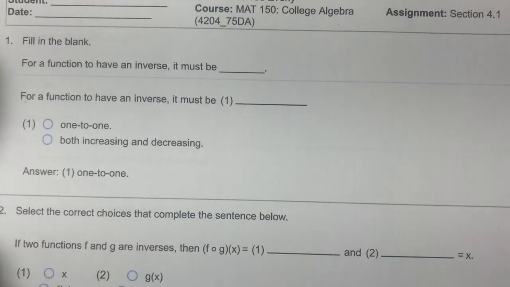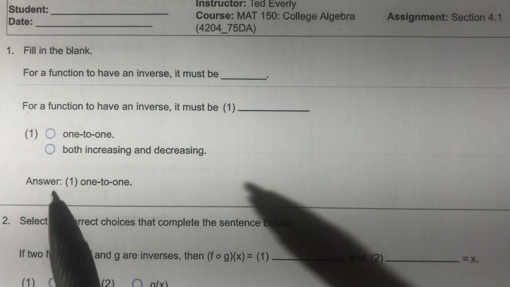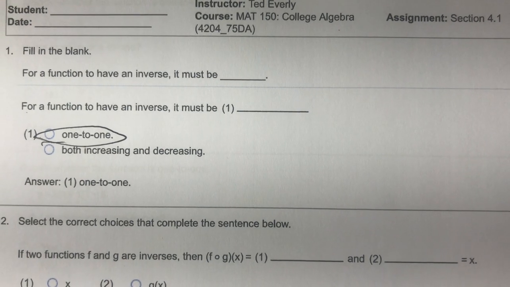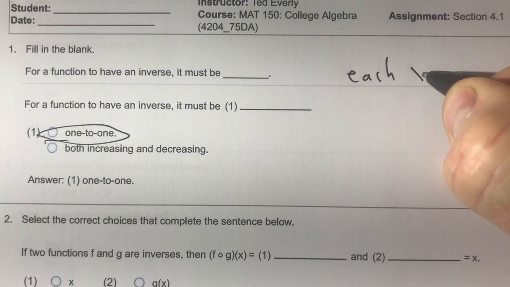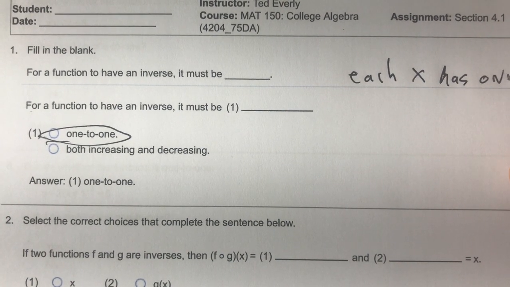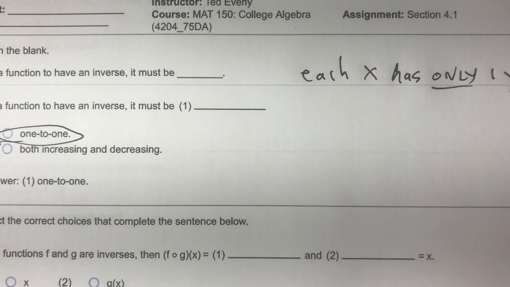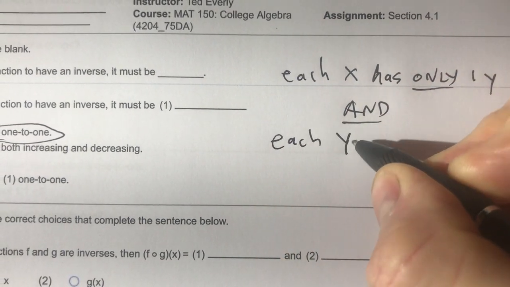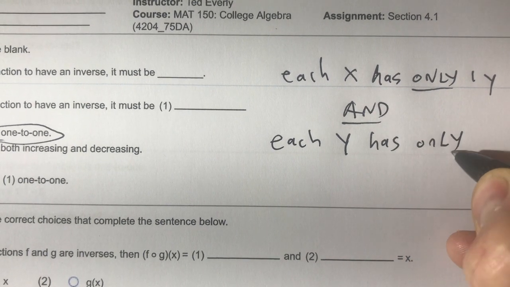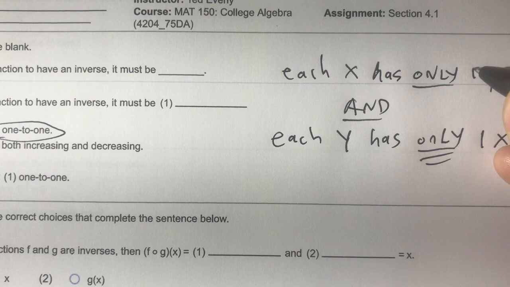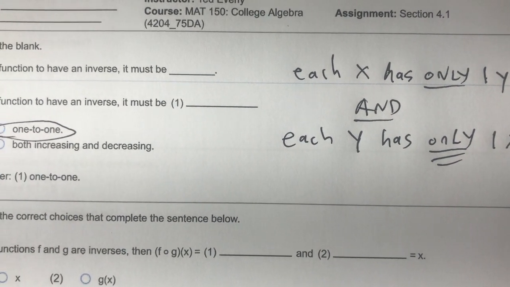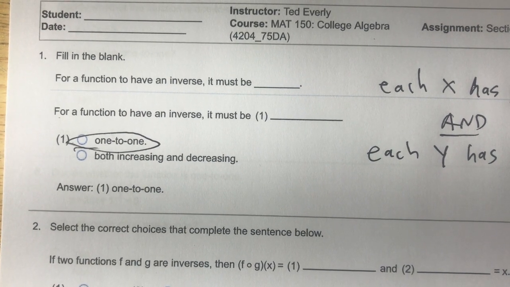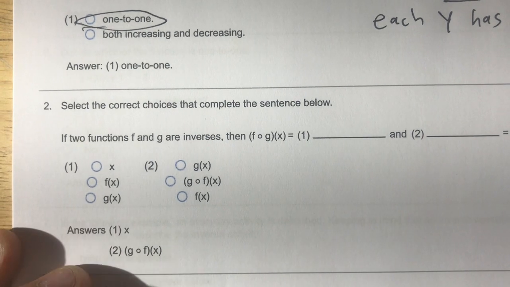Okay, all right, so first off we have here, for a function to have an inverse, it must be 1 to 1. It must be 1 to 1, which means each x has only one y and each y has only one x. Okay, that's what 1 to 1 means. So a function has to be 1 to 1 for it to have an inverse. Number 2, select the correct choices.